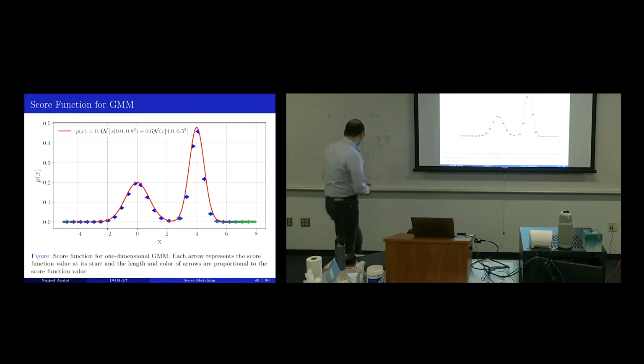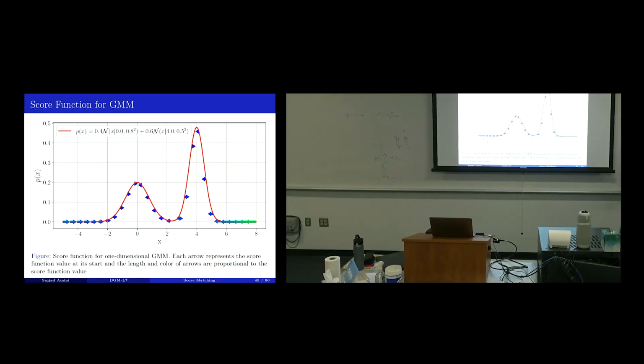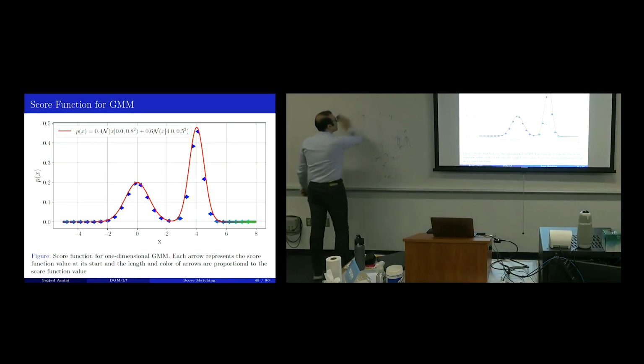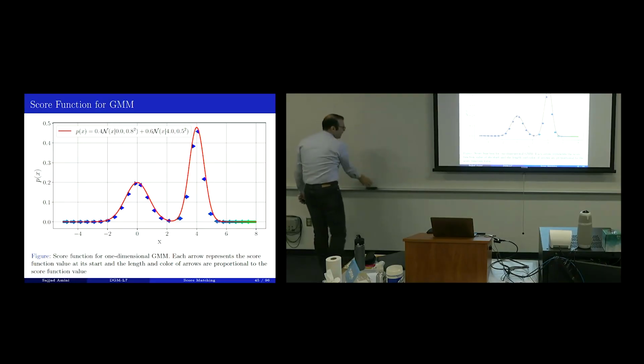But let's think of this score function in terms of figures. Here I plot a mixture of Gaussians. The formulation of the mixture is written above. And I calculate the score function at each point.